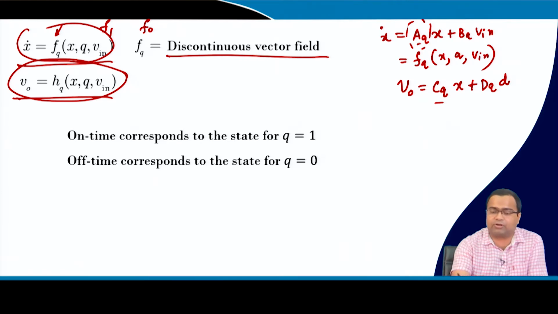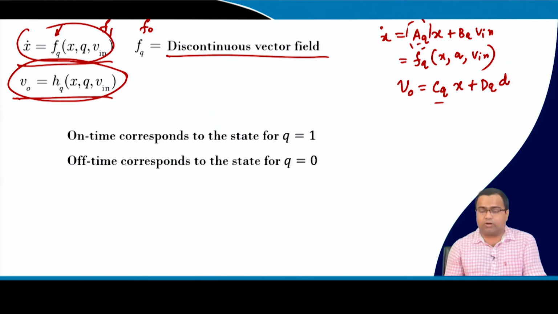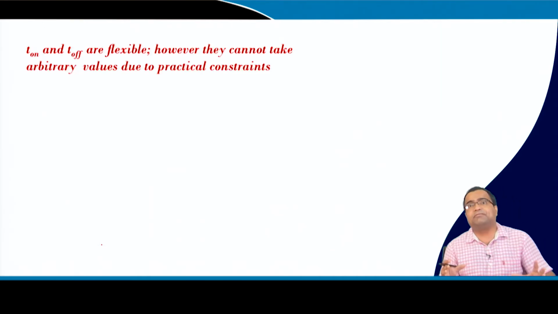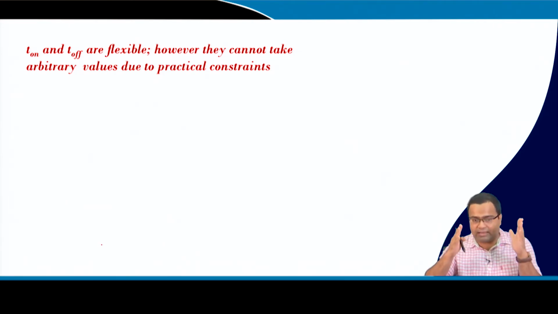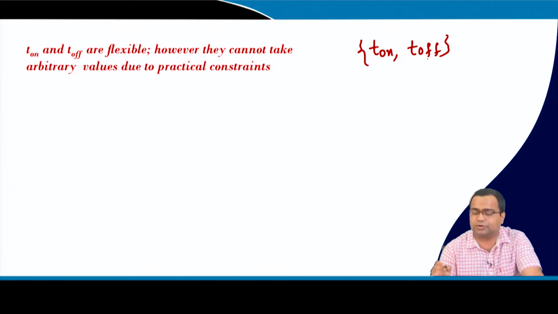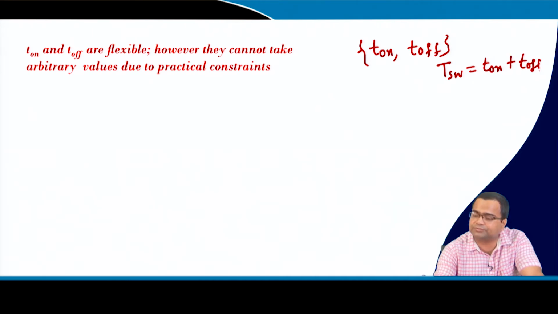So, where Q equal to 1 is the on state and Q equal to 0 is the off state, and their duration of on and off is nothing but T on and T off. Now, T on and T off are flexible because under steady state we need to achieve a set of T on, T off. That means, T on and T off I can think of it as a set, right. So, T SW is nothing but the sum of T on plus T off, right.